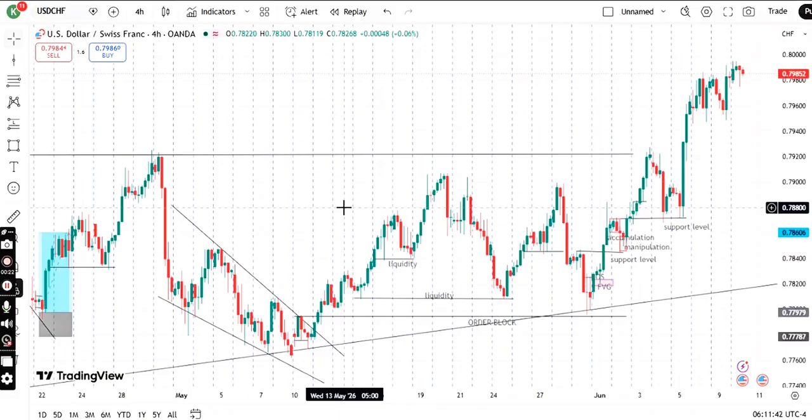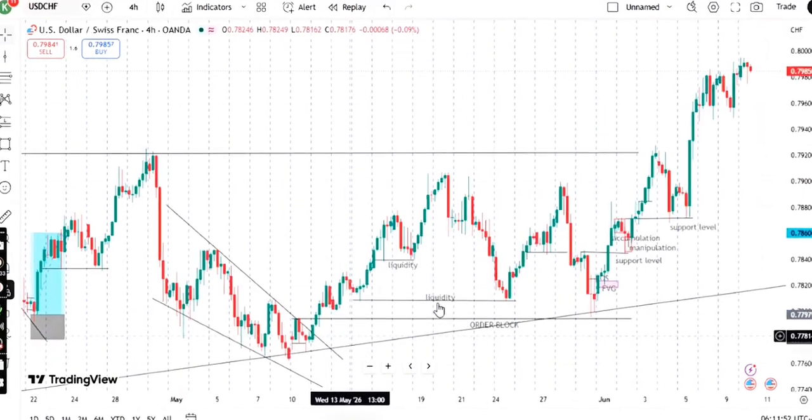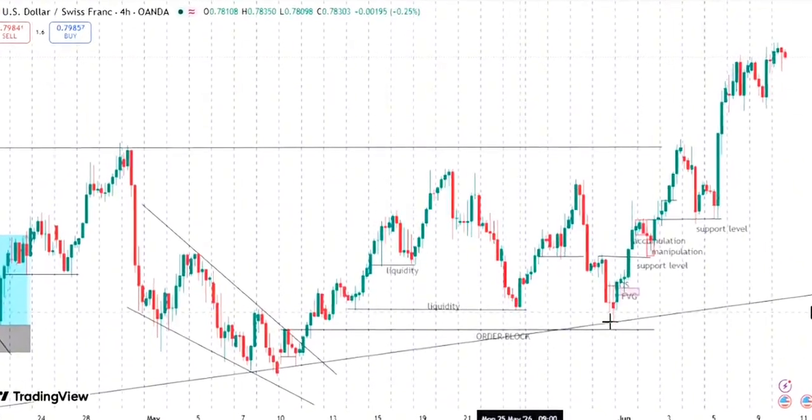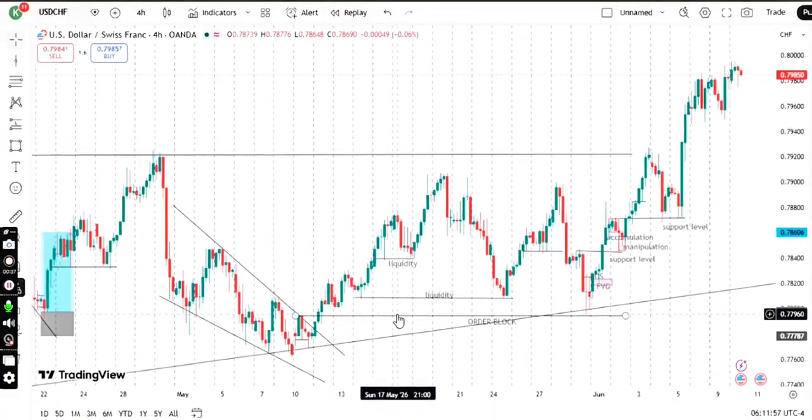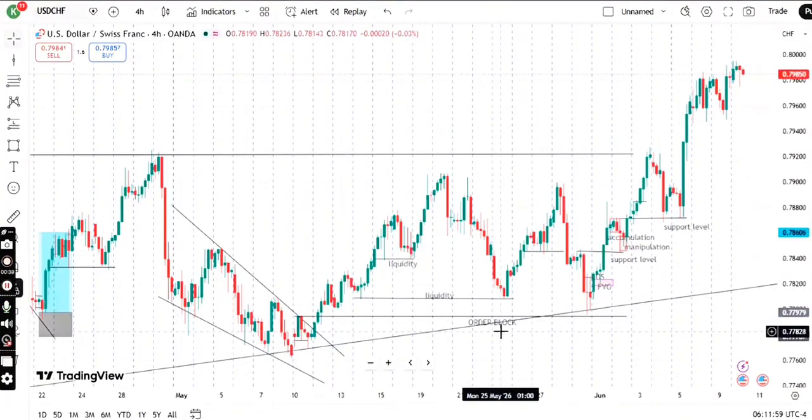Before we start, I want to say that you need to have at least a basic knowledge of trading, because everything I'm going to say involves all your knowledge about trading, starting from market structure, liquidity, order blocks, fair value gaps, resistance and support levels, name it. So you need to have at least a basic knowledge about trading.